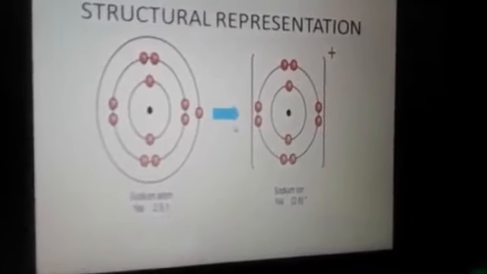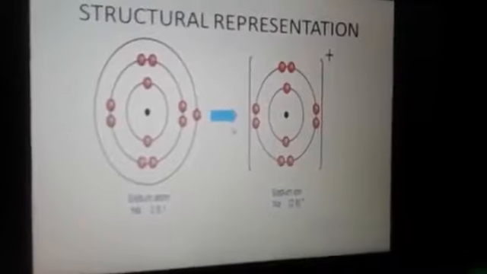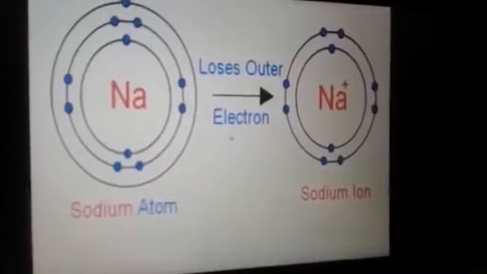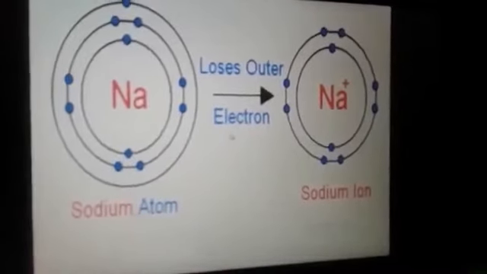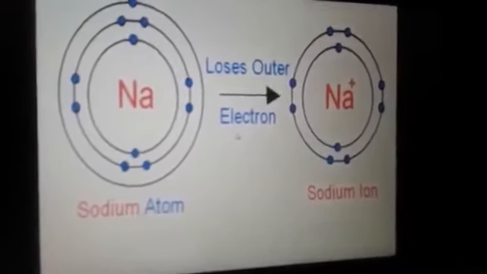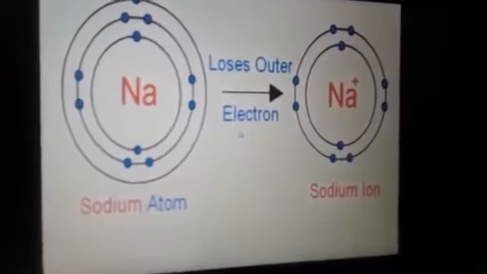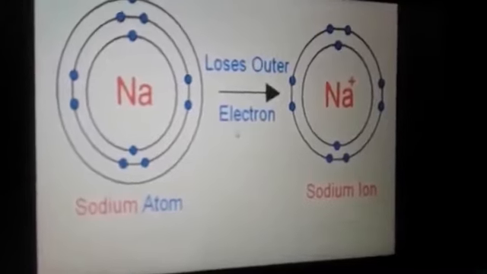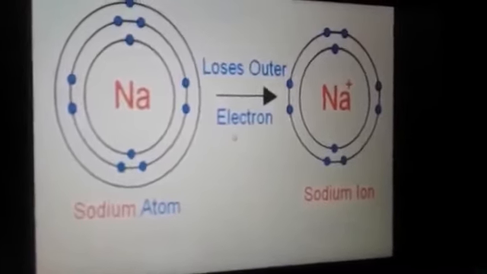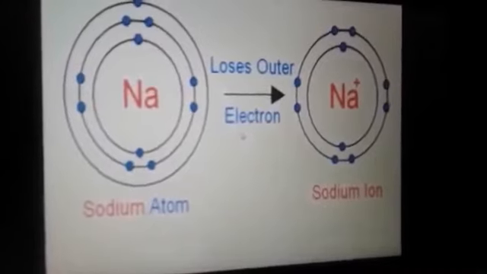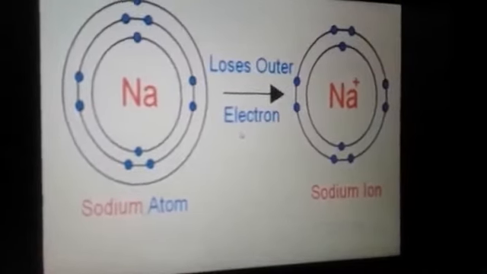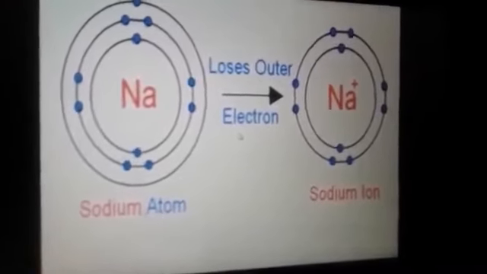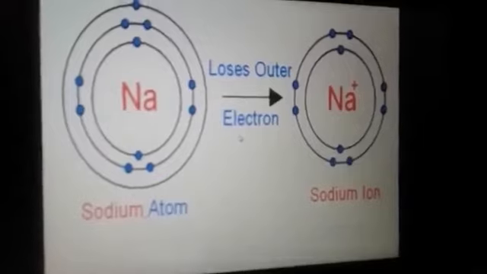You could also represent the structure in another way, as you see in the diagram. The outermost electron is lost, and then you get the sodium ion, which is positively charged. The sodium atom is neutral, so it has a zero charge because the electrons are balanced up, protons balancing up with electrons. But when it loses electrons, they don't balance up, that's why it gets that charge.